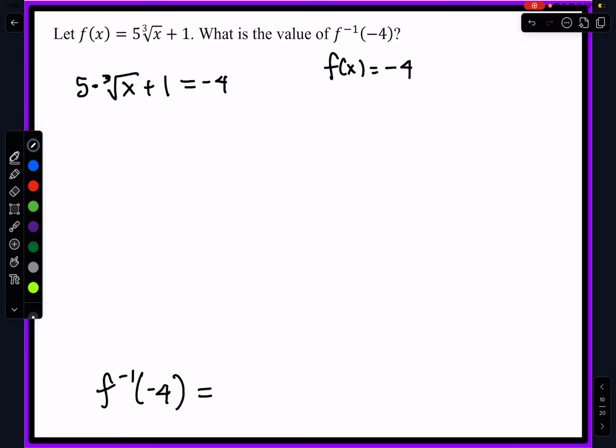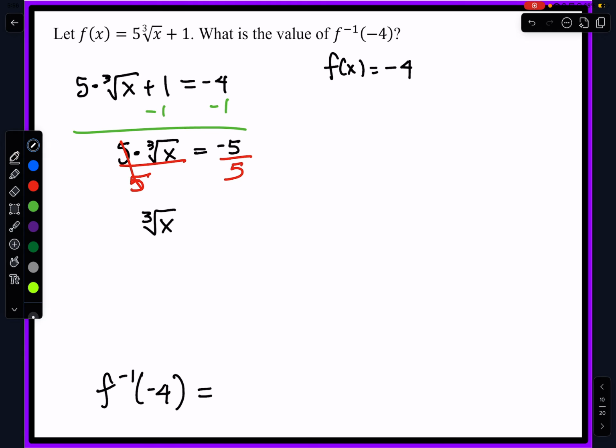So let's solve this equation. Solving it requires us to subtract 1 from both sides. And we have 5 times the cube root of x equals -5. We'll divide both sides by 5. So the 5's reduce each other out, and the cube root of x equals -1.